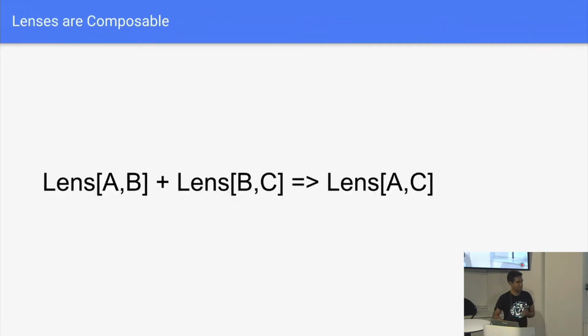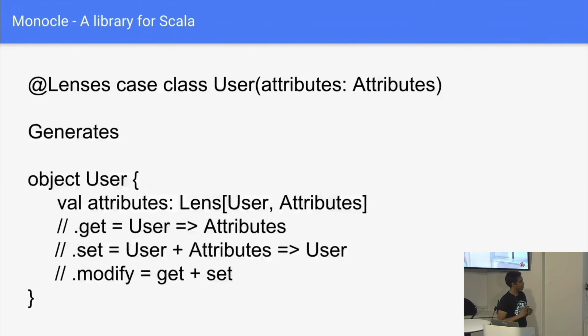Sorry. The type of modify is given an attributes, and like what's the type of modify again? Given an attribute, you give it a function that takes an attribute to a user. Yeah. So it's the attributes from the user. That's right. Cool. Thanks.